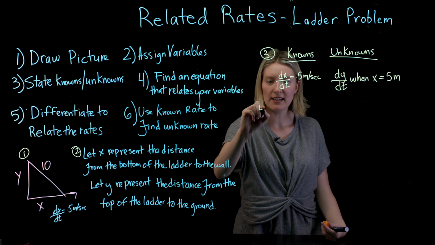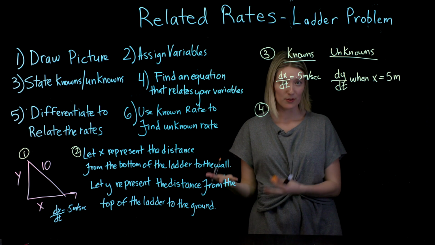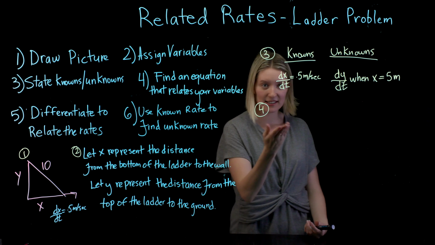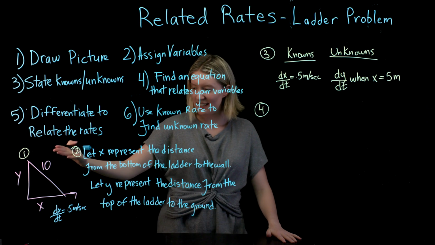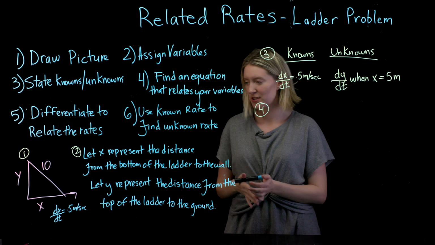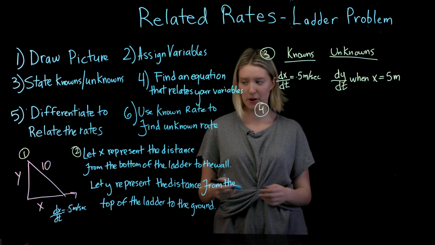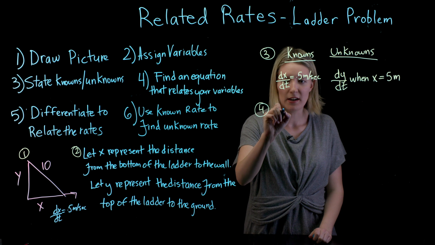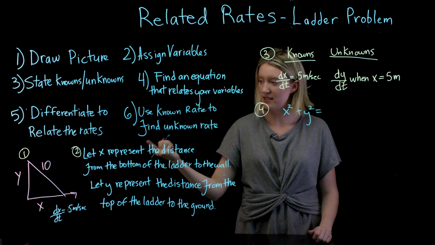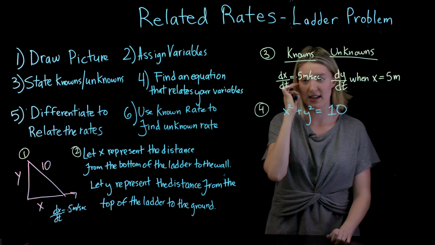The fourth step is we have to find a way to relate what we know and what we don't know. The way we will start is actually by relating x and y. If I'm looking at this picture, I see a right triangle. One of the first equations I'll think about for how x and y are related is the Pythagorean theorem. So I can write x squared plus y squared is equal to z squared, but in this case my hypotenuse, I know my ladder is 10 meters long, so I'll just write is equal to 10.